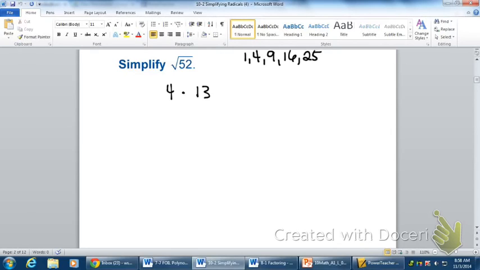Now, you split it up by doing this. This is how you simplify these.